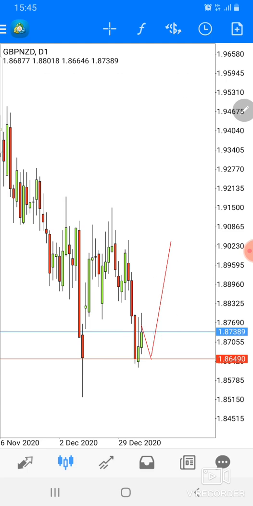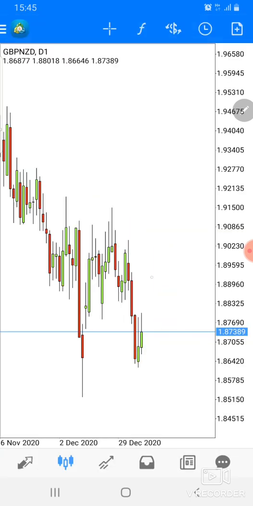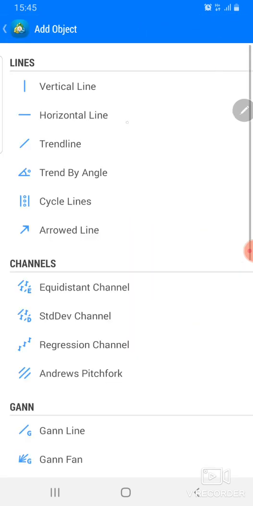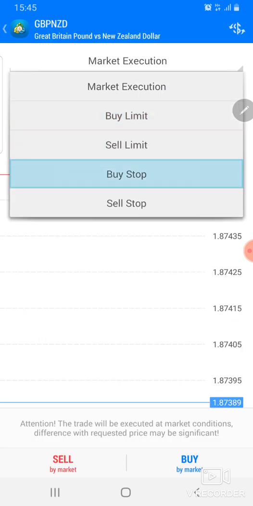Okay, it's different from a buy stop. Let me just delete everything again. For instance, you take a buy stop. Let's say you take a buy stop here, for example 1.87666. That's different from a buy limit.